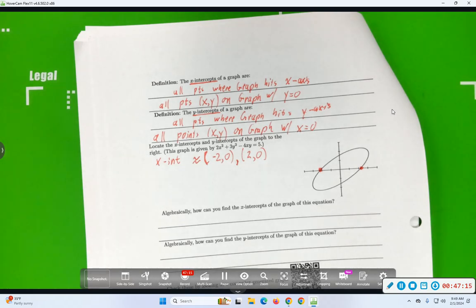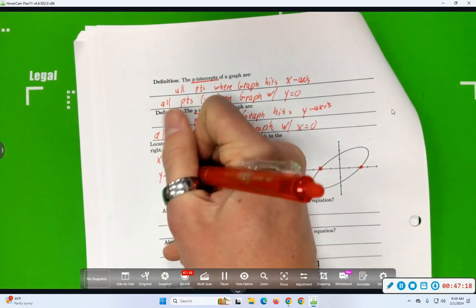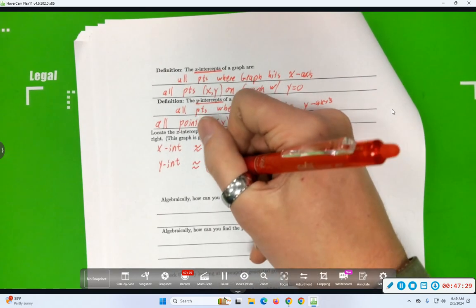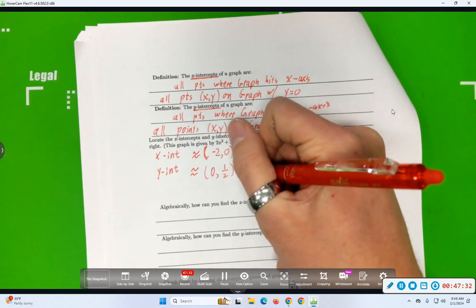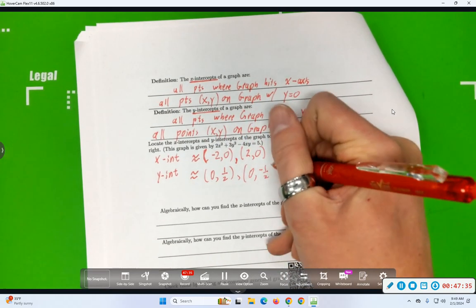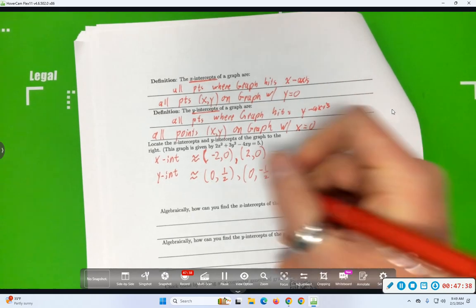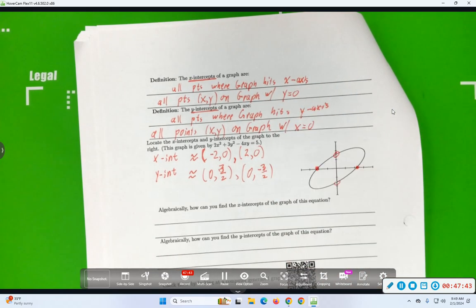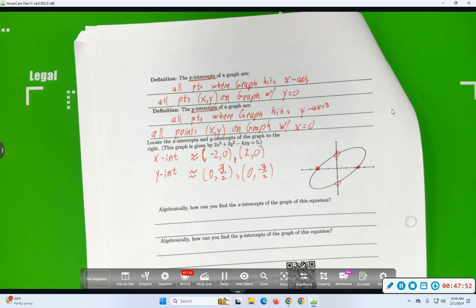What about the y-intercepts? Where approximately are they? 0, 1.5, or 0, 3 halves, there. Okay. You said 1.5, right? Oh yeah, 1.5, sorry. I think I said 1.5. Cool. So 1.5, 3 halves, 1.5, tomato, potato.